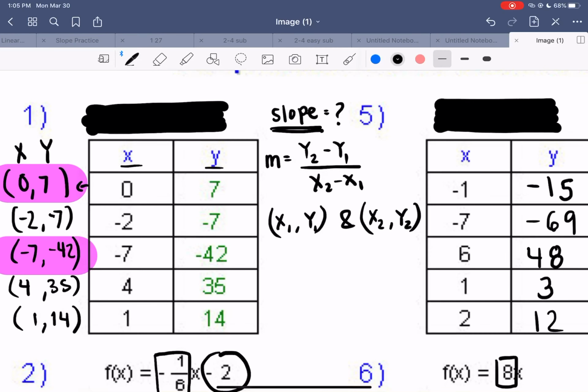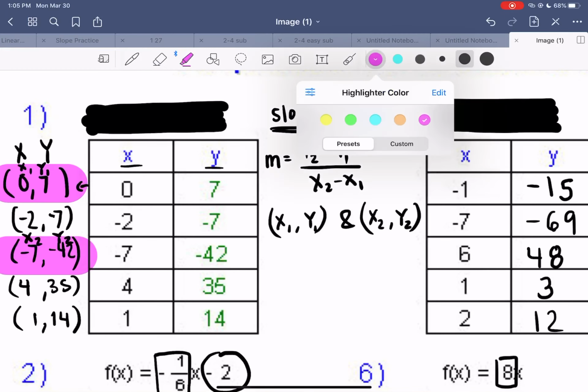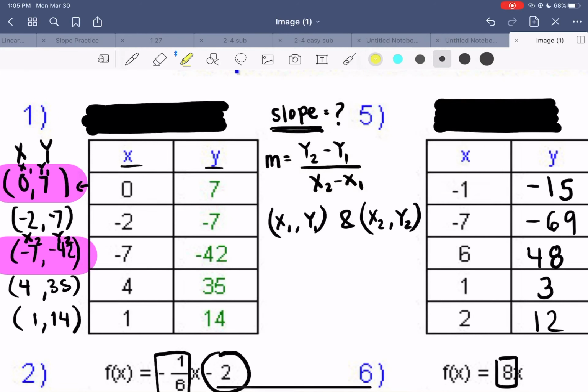So I'm going to go ahead and label this here as my x1 and y1, and then I'm going to label this as x2 and y2, and then I'm going to substitute them in. The only thing, remember, that is stable throughout the entire thing is this line and my subtraction sign. So draw your line, subtraction sign, and then fill in your numbers.